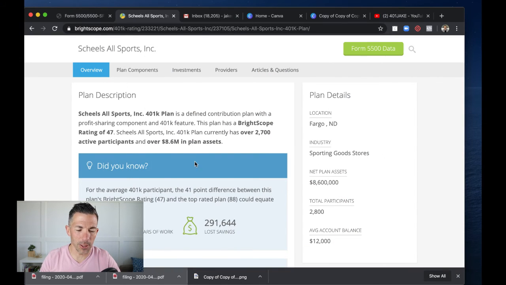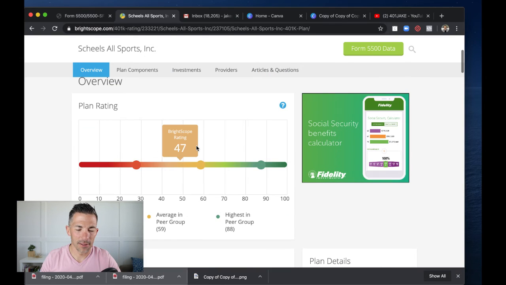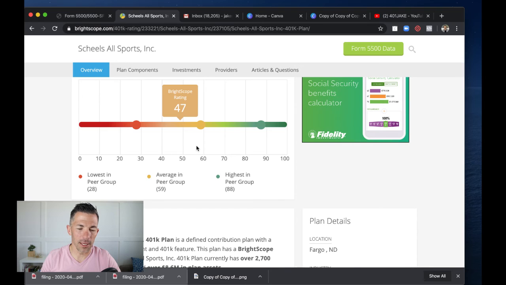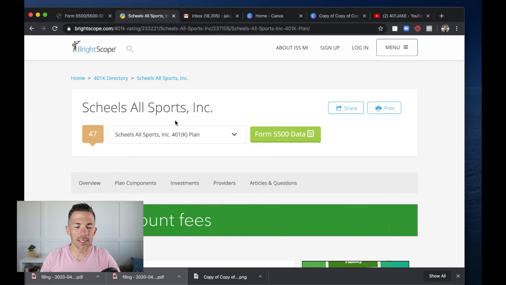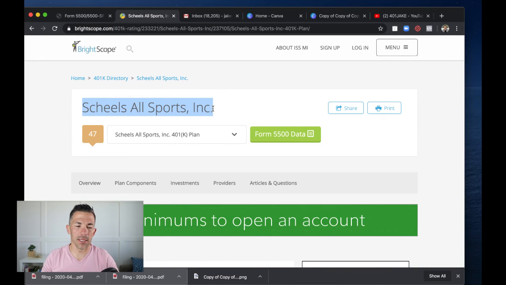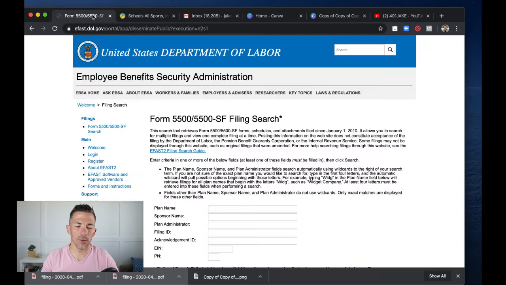Oh, I thought I was sharing my screen. There you go. This is the Brightscope. You can see that. So I just Googled it. If you Google another big plan, Brightscope could come up, and then you can at least take this right here, and that's what you'd be able to put into the 5500 search, and it would pull it right up. So if you can't find the company in here, Google it, take the Brightscope name and put it in here to get the full details, and direct from the source, from the actual document they submitted.